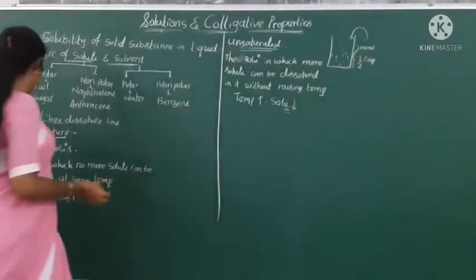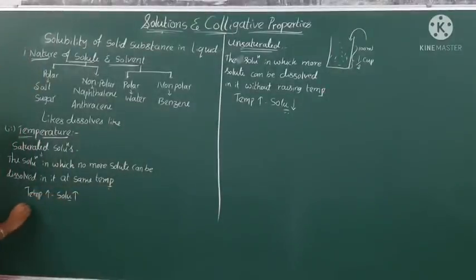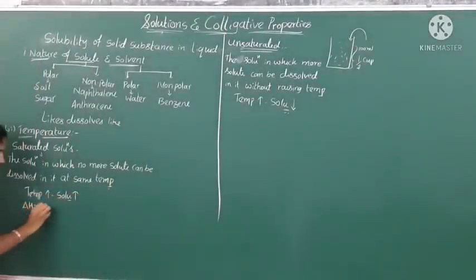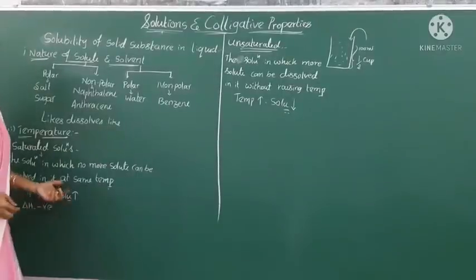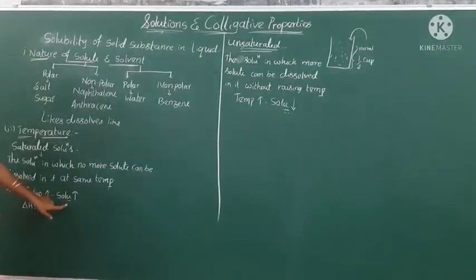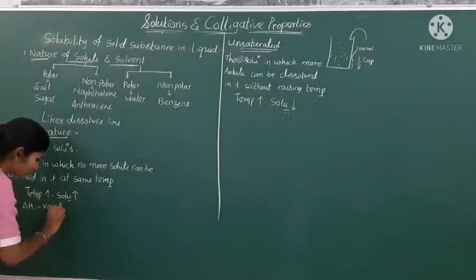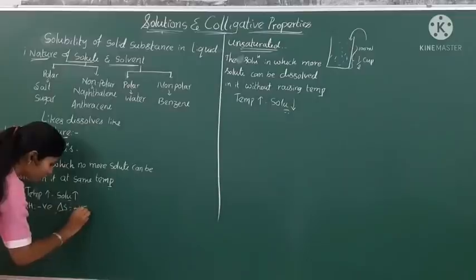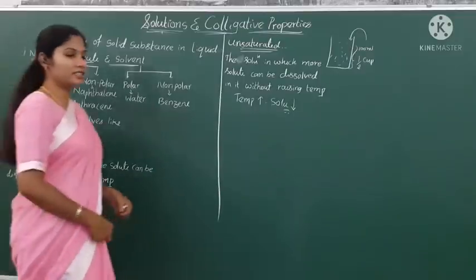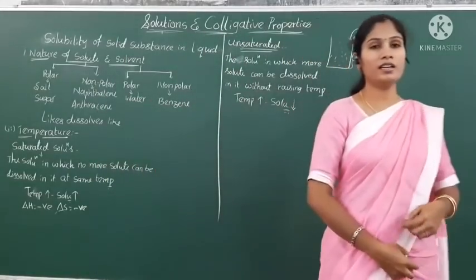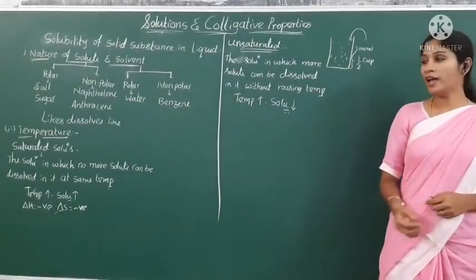And here we are giving the temperature, so the delta H value is negative because it is absorbing heat energy. When the solubility increases by raising the temperature, we are giving heat to the content. So that's why the delta H value is negative. Whenever the delta H value is negative, the delta S value is also negative. What is delta H? Delta H is the change in enthalpy and delta S is the change in entropy.